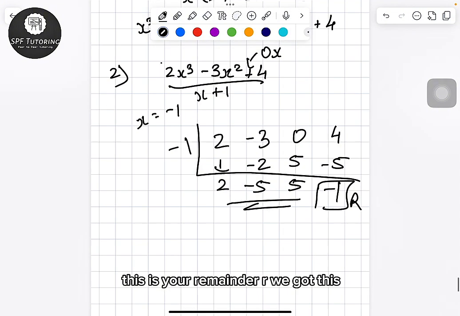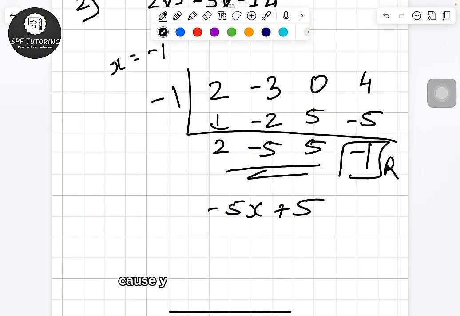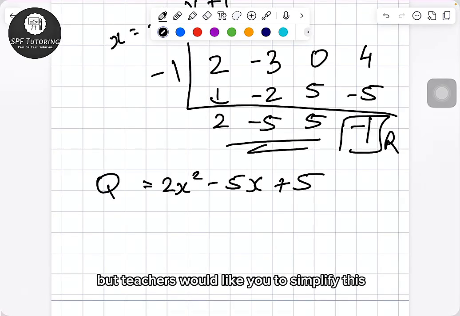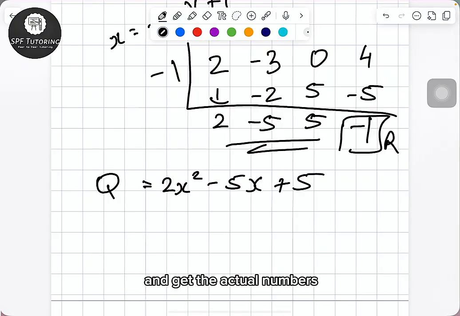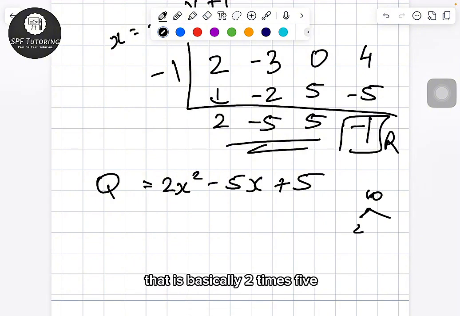So we have this, like I said, plus 5, -5x, because you go up, and this will be 2x squared. You might say this is your final answer. Not really. You could say this is your answer, of course, but teachers would like you to simplify this and get the actual numbers. So what you basically do is factoring. So 2 times 10, that is basically 2 times 5.